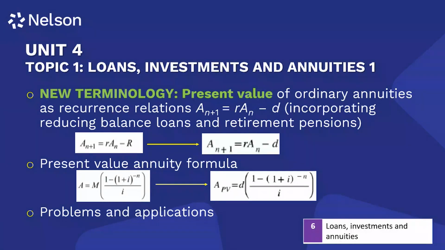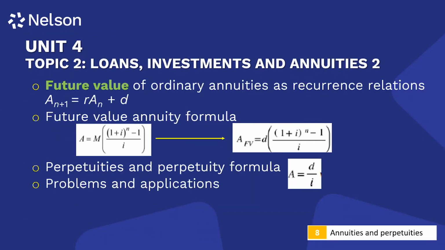So it's still the same concept, but we just need to be mindful that when we're teaching these concepts, we use these new variables. And then with topic 2, which is loans, investments, and annuities, part 2, we've got the future value of ordinary annuities. We've got the future value annuity formula with the d replacing the M now. And we've also got that subscript FV for A, because you know that on the formula sheet, there's 2 formulas for A, and students have to work out which one it is, but now the guesswork has been taken out.